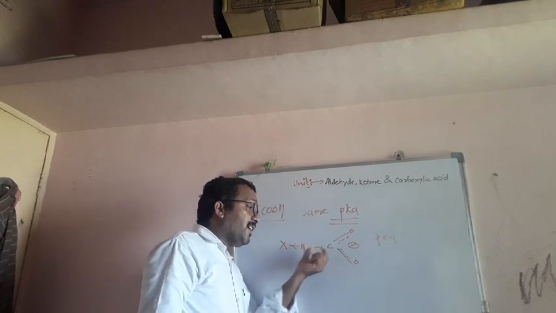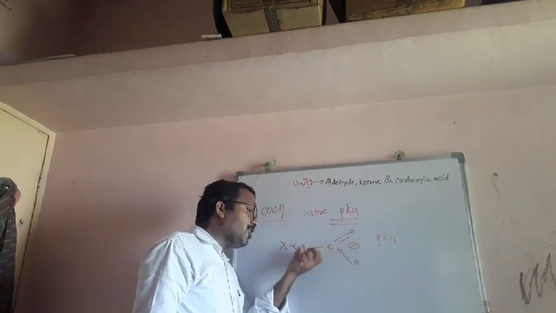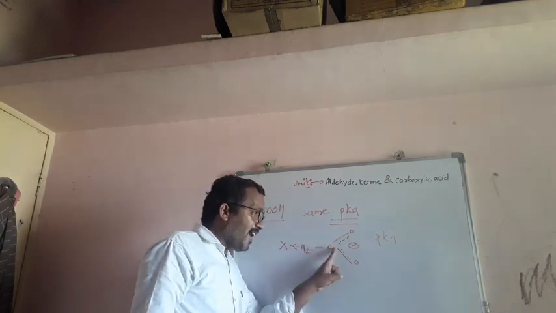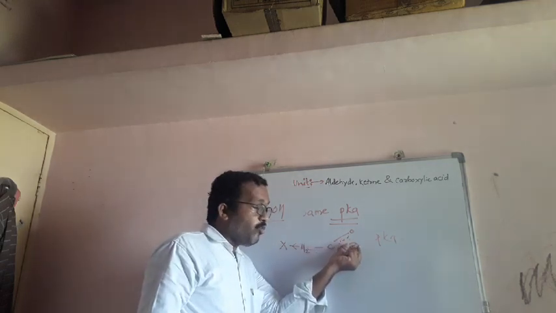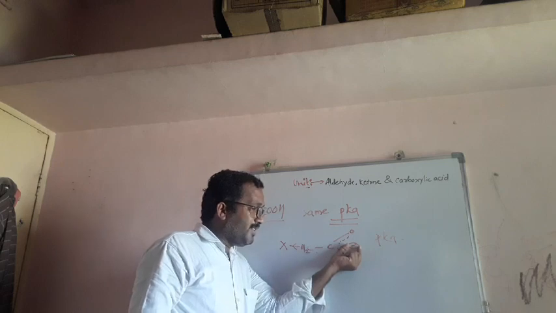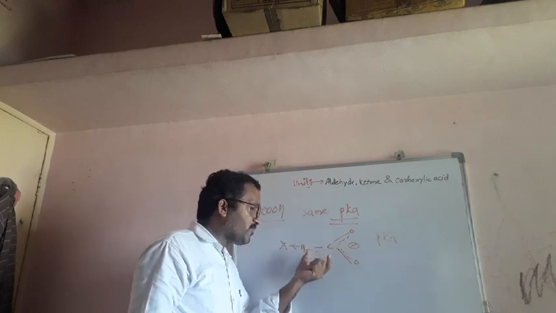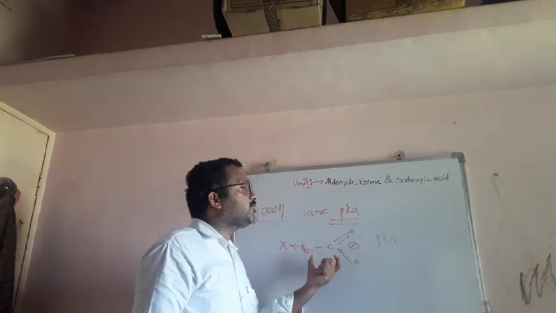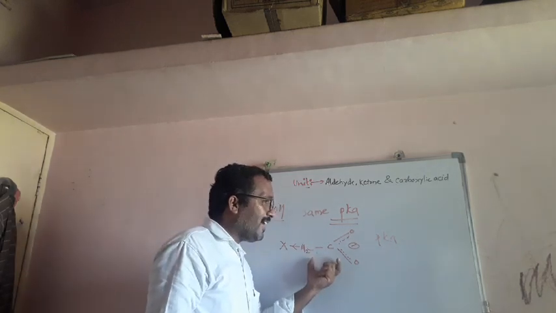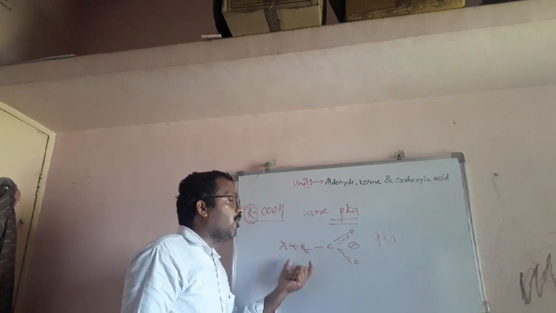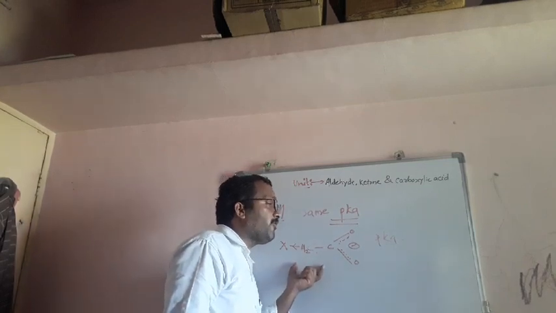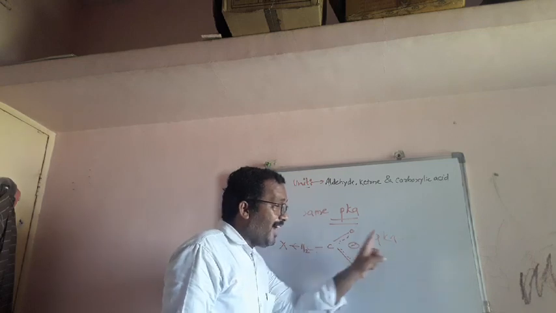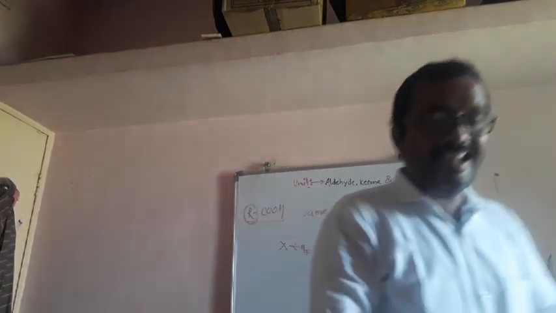That means it withdraws the electron from this carbonyl carbon, and this carbon forms an electronegative atom. That is why when the halogen is bonded to this carboxylic acid, the strength of this carboxylic acid is greater, and the pK value is less.